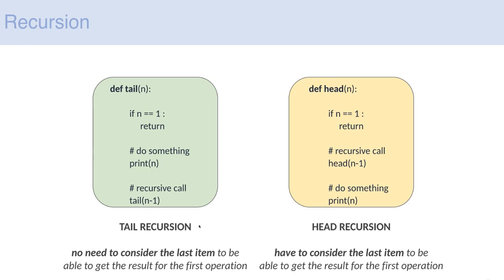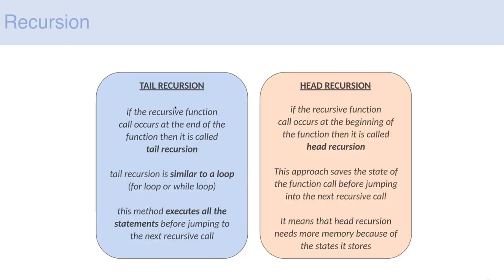Anyways, that's all about the theoretical background. In the next lecture, we are going to take a look at a concrete example, and it is going to be clear what is the difference between tail recursion and head recursion. What's crucial is that tail recursion is very similar to a loop, whether it is a for loop or a while loop, while on the other hand, head recursion needs more memory because it has to save the states of the recursive function calls.